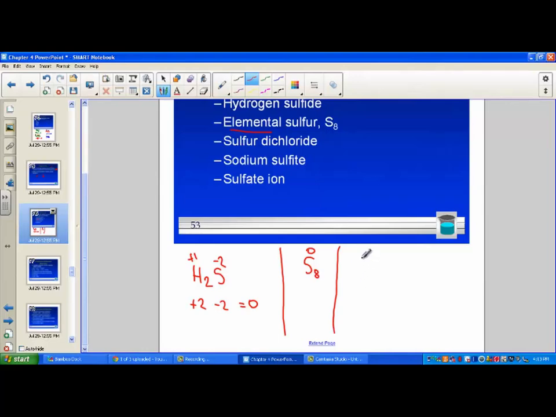Sulfur dichloride. Hear those prefixes? This is a molecular compound, isn't it? Knowing that sulfur dichloride is molecular, let's begin with chloride. Knowing where it lives on the periodic table tells us it's a -1 charge. So the total negative here, 2 units of that -1, gives me a -2 overall. So sulfur here must be a +2.